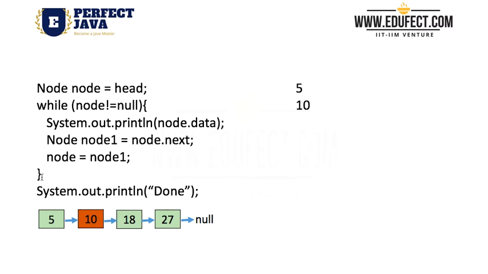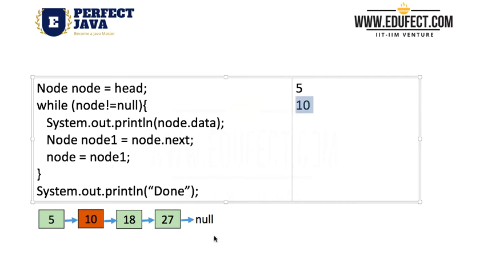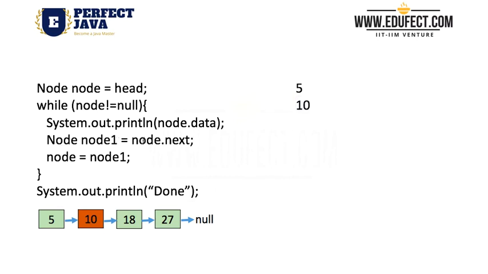Now we come to the end of the while loop. What will happen at the end of the while loop? We will check the while loop condition again: while node not equal to null. This is node now. Is this equal to null? No. So it will go in System.out.println(node.data), and what will get printed is this value 10. Node1 is equal to node.next. For this node, the next one is this. And when we say node is equal to node1, the node will shift from here to here.